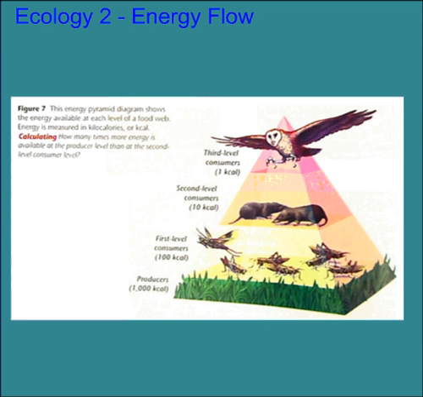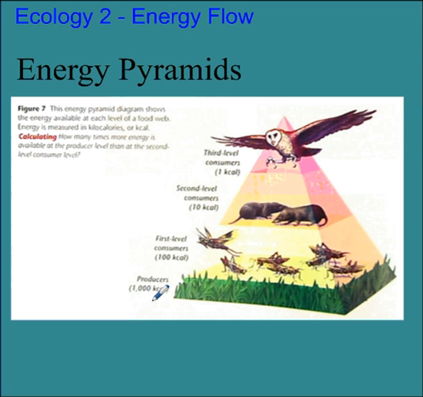Okay, let's wrap it up with this final concept, energy pyramids. An energy pyramid diagram shows the energy available at each level of a food web. Energy, in this case, is being measured in kilocalories or kcal. You'll notice the most energy is available down here at the producer level. In each level of the pyramid, there is less available energy than at the level below. As a matter of fact, you'll notice that it goes down by a factor of 10. There's only 1/10 the energy each level you go up.